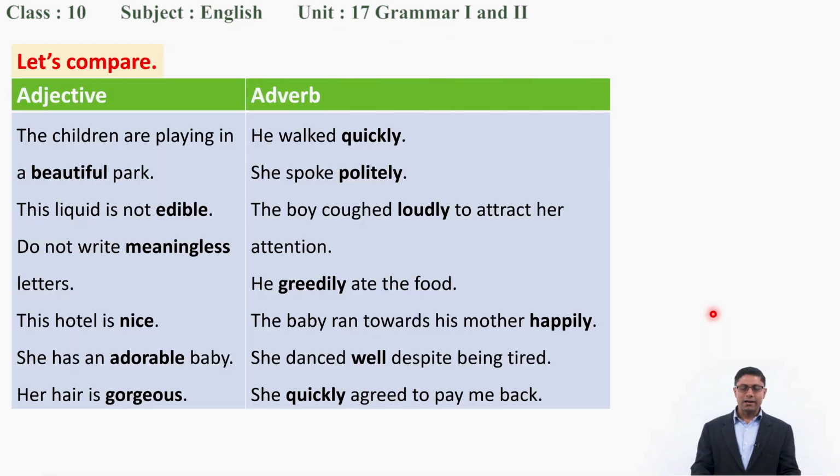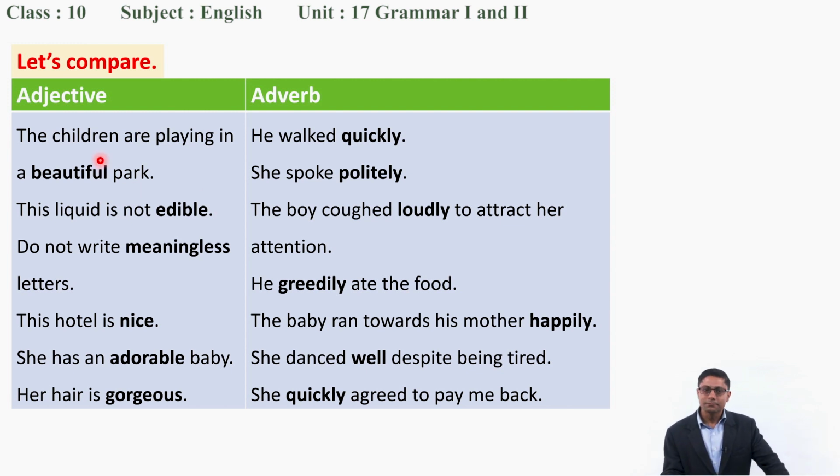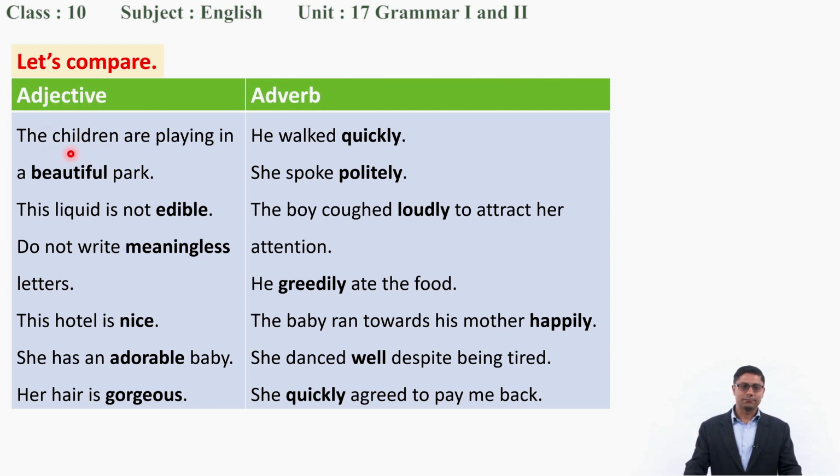Everyone, please look at the screen. Study these sentences under adjective and adverb. You can see a table there. Let me read the sentences for you, okay? Just look at the column under adjective. The children are playing in a beautiful park. Look at the highlighted word, beautiful. In the same way, this liquid is not edible. See the highlighted word here. Do not write meaningless letters. Meaningless is highlighted here. The hotel is nice.